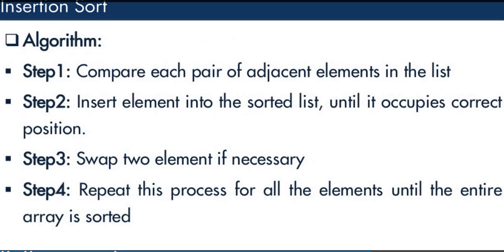See the algorithm. Step number 1, compare each pair of adjacent elements in the list. So you have to check from the first element, you have to see the second element, and accordingly you have to check each pair of elements. Step number 2, select an element into the sorted list until it occupies the correct position. Step number 3, swap two elements if necessary. And step number 4, repeat this process for all the elements until the entire array is sorted.